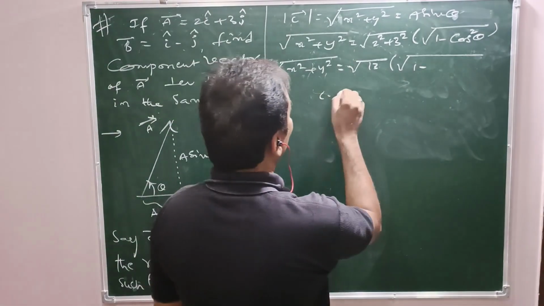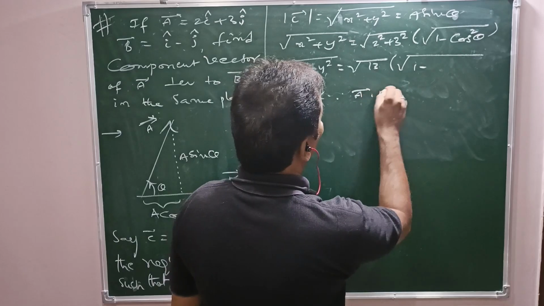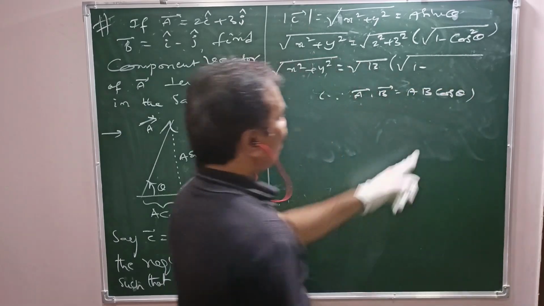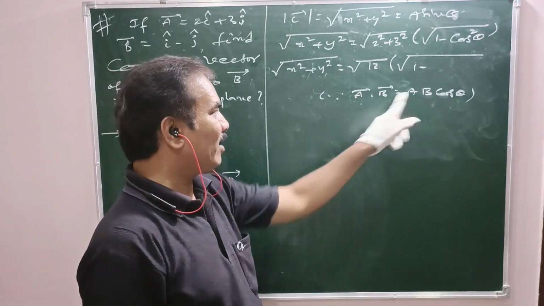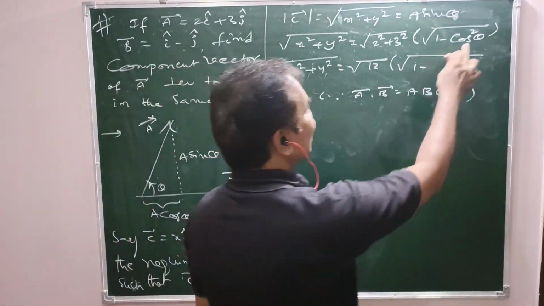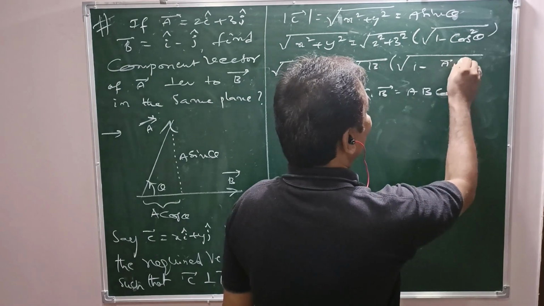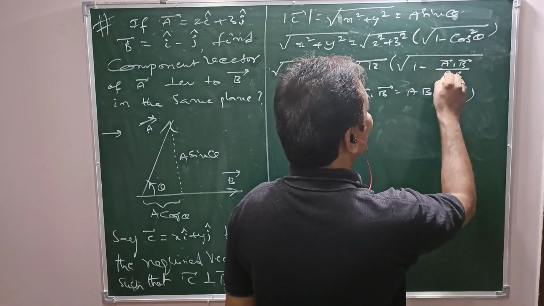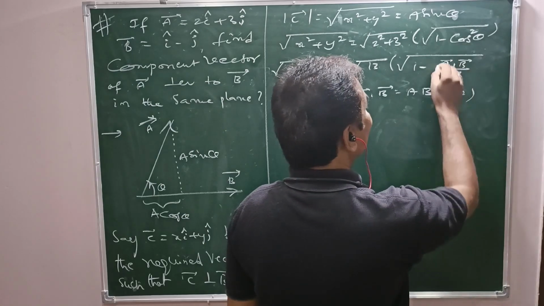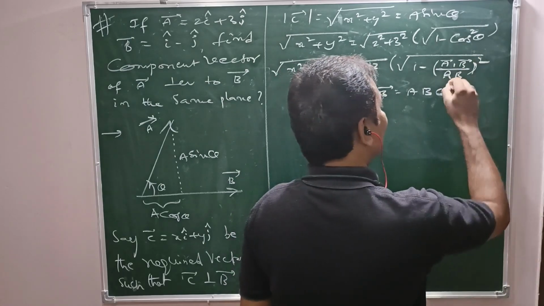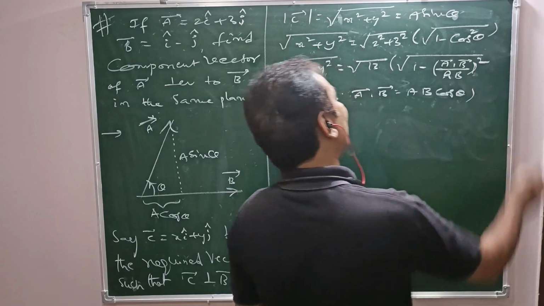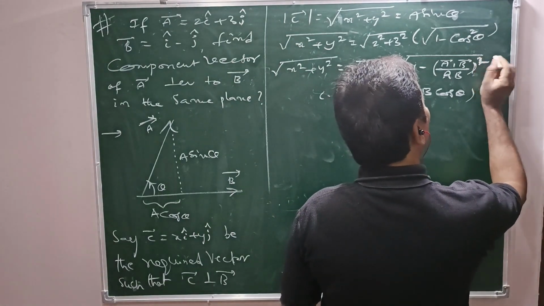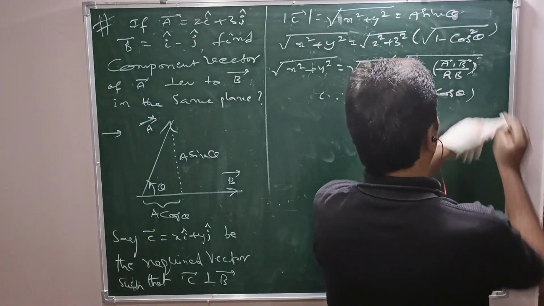We know that a bar dot b bar equals ab cos theta. Now make cos theta the subject: cos theta equals a bar dot b bar by ab. That is cos theta, but here there is a square, so cos square theta is a bar dot b bar by ab, whole square.